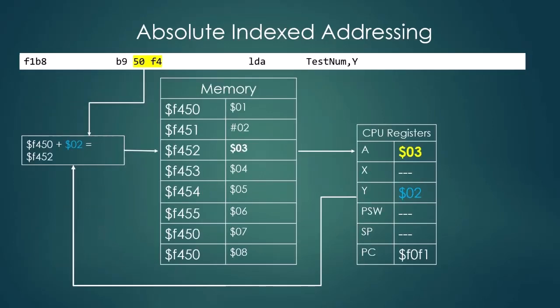To use absolute index addressing, code your instruction followed by a 16-bit address or label, a comma, followed by an index register, either X or Y. During execution, the CPU adds the 16-bit operand to the contents of the Y register, forming the effective address. The contents of that address are loaded into the A register.